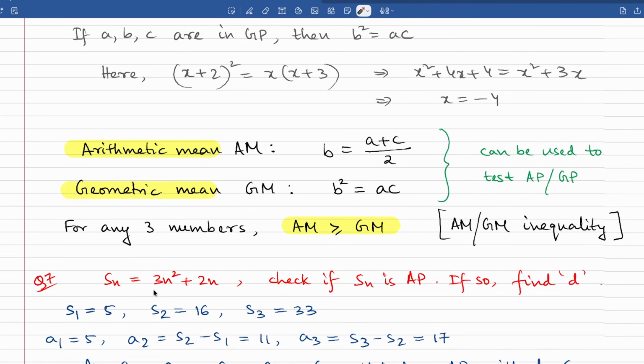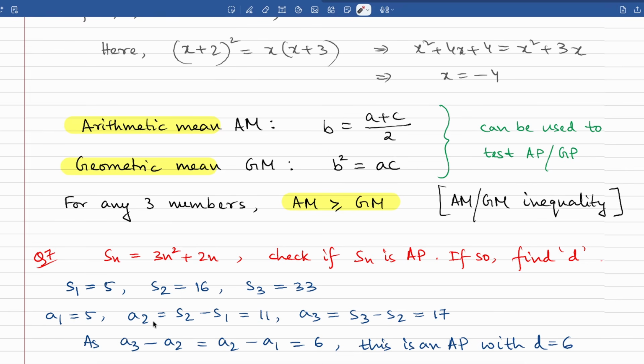Sn denotes the terms of a series. So S1 is 5, S2 is 16, S3 is 33. That means A1 is equal to 5, A2 is S2 minus S1, 11, A3 is S3 minus S2, 17, and so on. After figuring out the difference between the sums, we get the terms 5, 11, and 17. We find that the common difference is 6. So that means this is an AP.